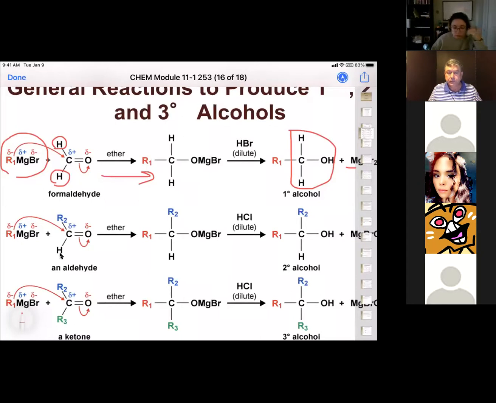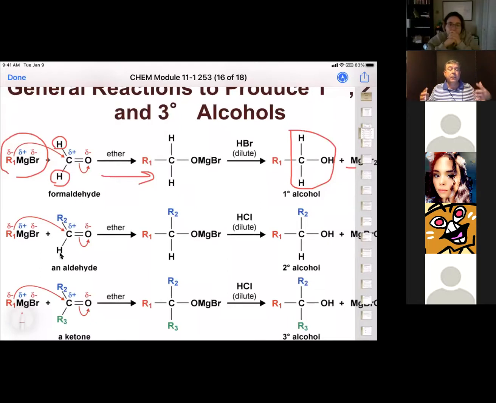Notice also that the alcohol we formed has 1 more carbon on it than the Grignard reagent. So if you wanted heptanol, you would have to start with hexane and then attack the formaldehyde with that hexane magnesium bromide to get a total of 7 carbons and your primary alcohol.